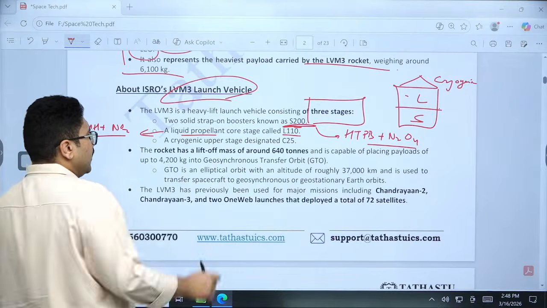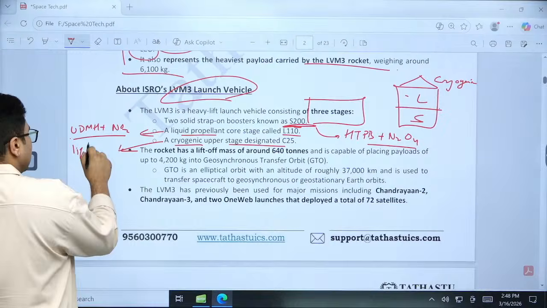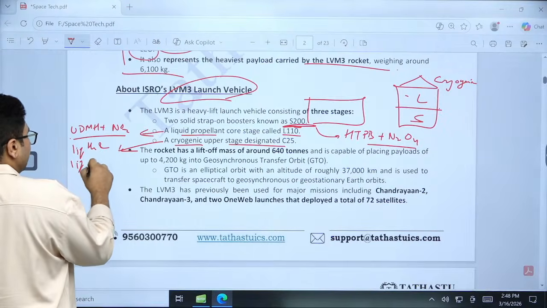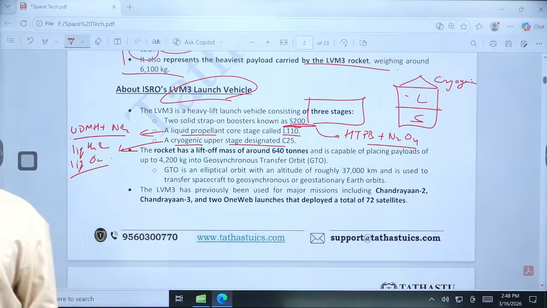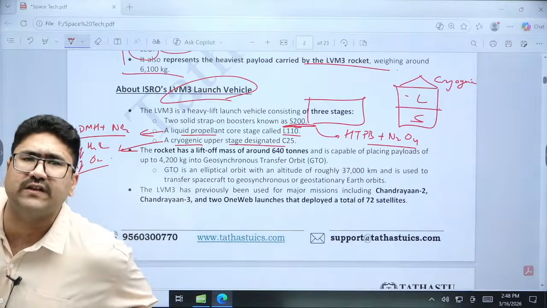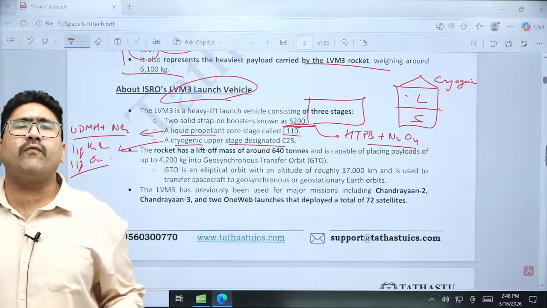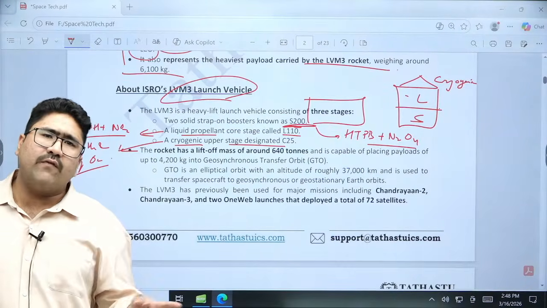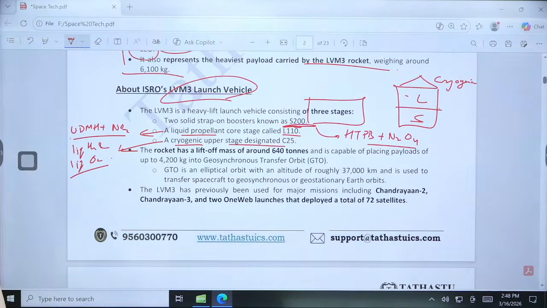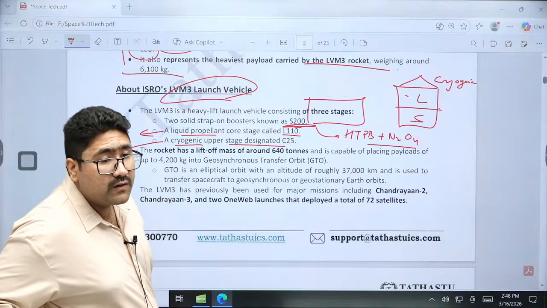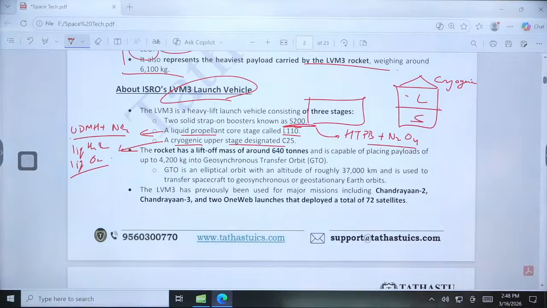And the cryogenic upper stage is, we all know, liquid hydrogen and liquid oxygen. So these are the names of the different fuels that you can remember. Cryogenic engine is also called Vikas engine. Yes, so ISRO has already developed a variant of the Vikas engine. Not all Vikas engines are cryogenic. A variant of the Vikas engine is considered cryogenic. Sorry, no, in semi-cryogenic we use refined kerosene and liquid oxygen.